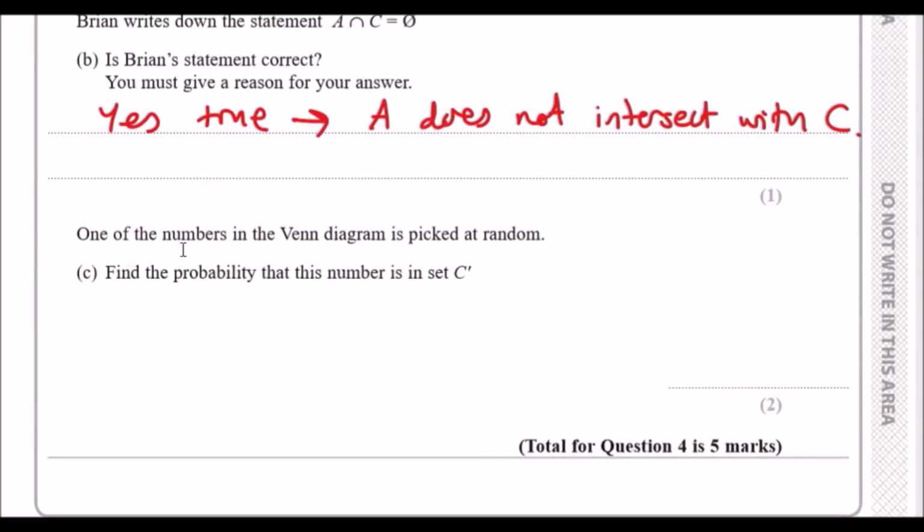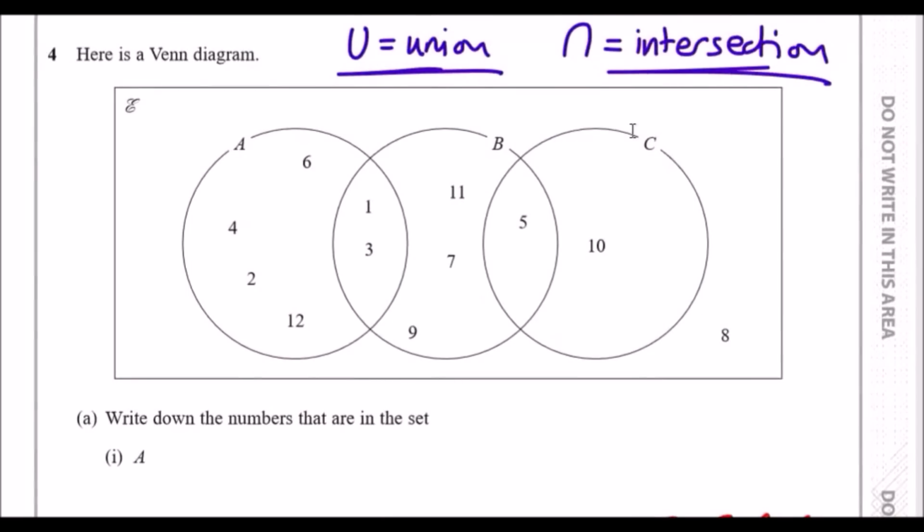Now, one of the numbers in the Venn diagram is picked at random. Find the probability that this number is in the set not C. So this little C prime, this literally means not C. So try and focus on that little apostrophe here. So this means every element that is not in the circle C. So it's 5 and 10 in C. That means every single thing is not in C.